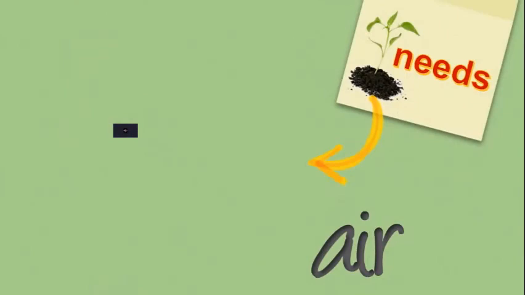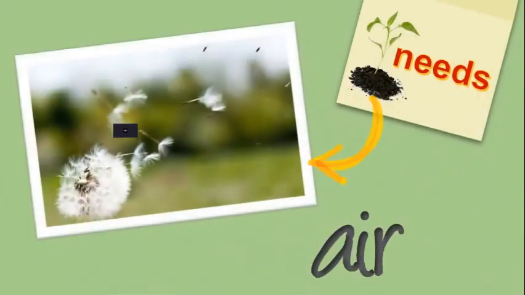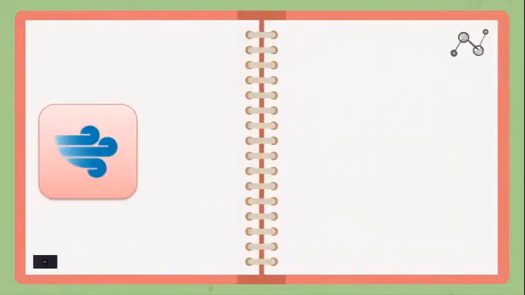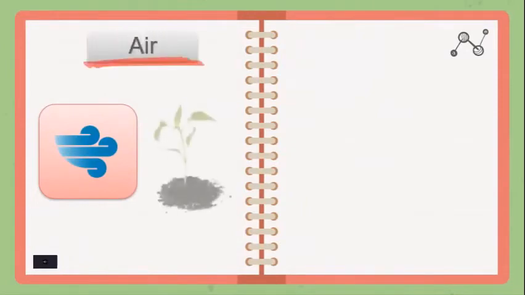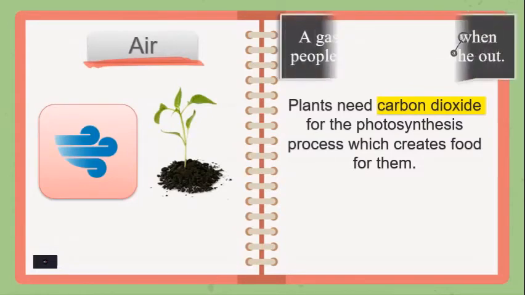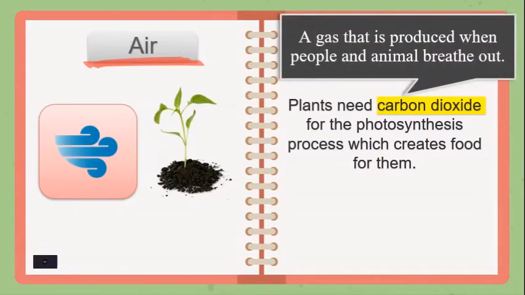And the last external factor that affects the lives and growth of plants is air. Just like humans, plants also breathe. Air. Plants need carbon dioxide for the photosynthesis process, which creates food for them. Here we have highlighted the word carbon dioxide.